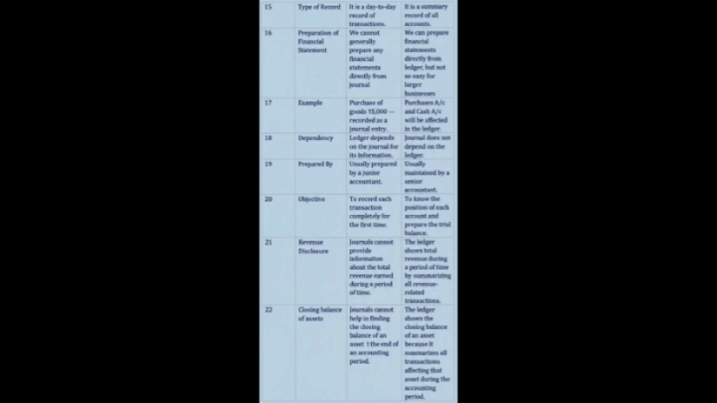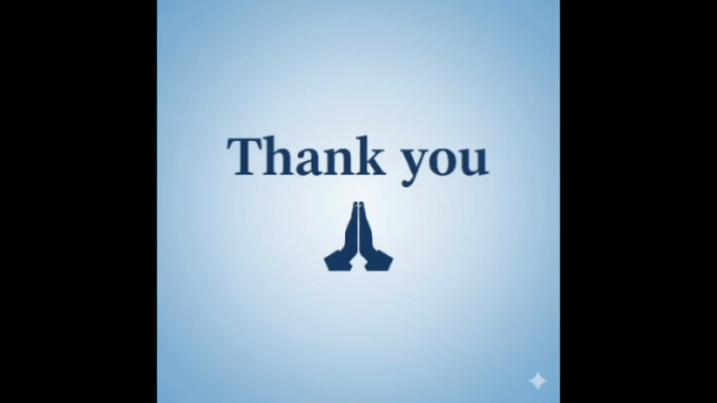Journals cannot provide information about the total revenue earned during a period of time. The ledger shows total revenue during a period of time by summarizing all revenue-related transactions. Journals cannot help in finding the closing balance of an asset at the end of an accounting period. The ledger shows the closing balance of an asset because it summarizes all transactions affecting that asset during the accounting period. In short, the journal records transactions first, and the ledger summarizes them.